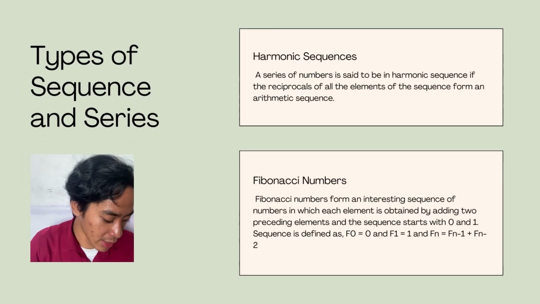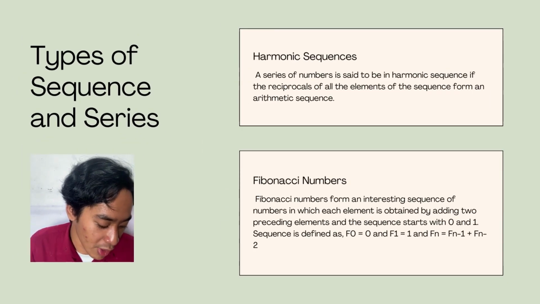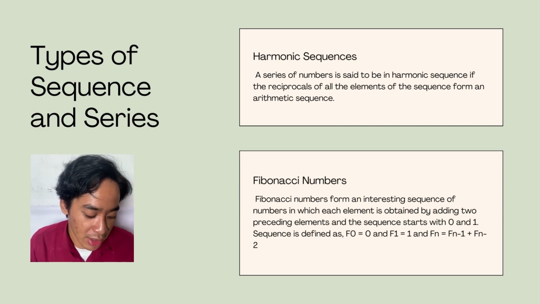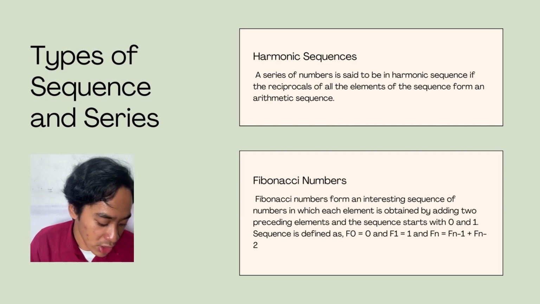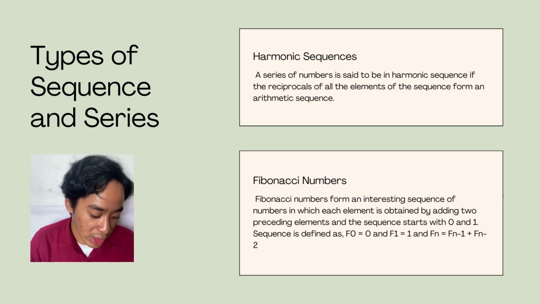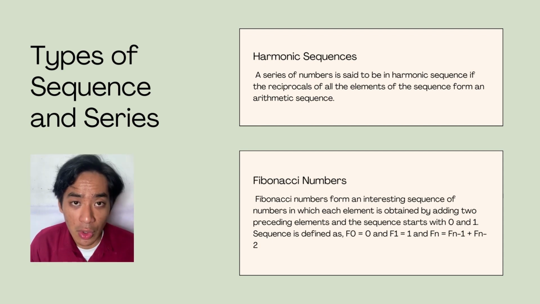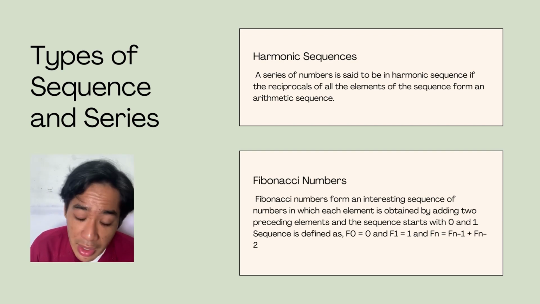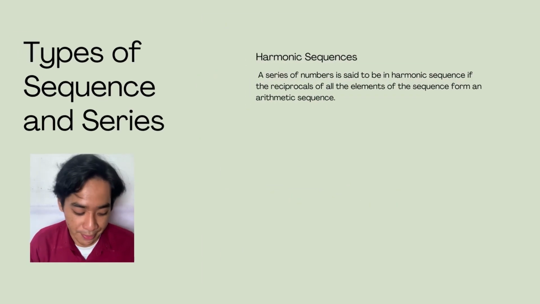Okay, the next is harmonic sequence. A series of numbers is said to be in harmonic sequence if the reciprocals of all the elements of the sequence form an arithmetic sequence. The last is Fibonacci numbers. Fibonacci numbers form an interesting sequence of numbers in which each element is obtained by adding two preceding elements and the sequence starts with 0 and 1. The sequence is defined as f0 equal to 0 and f1 equal to 1 and fn equal to fn minus 1 plus fn minus 2.